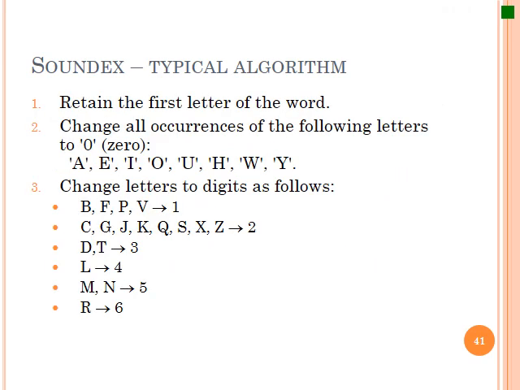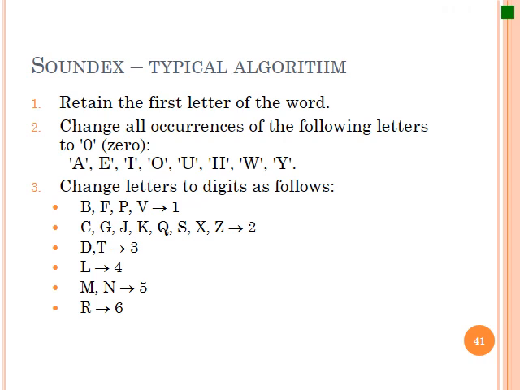It's very interesting that we can do this pretty simply. Given a word, you first retain the first letter of the word, and then change all occurrences of the following letters to 0: basically any vowels, A, E, I, O, U, plus H, W, and Y. These are silent characters, right? So change all of these into 0. The vowels and the silent sounds are 0.